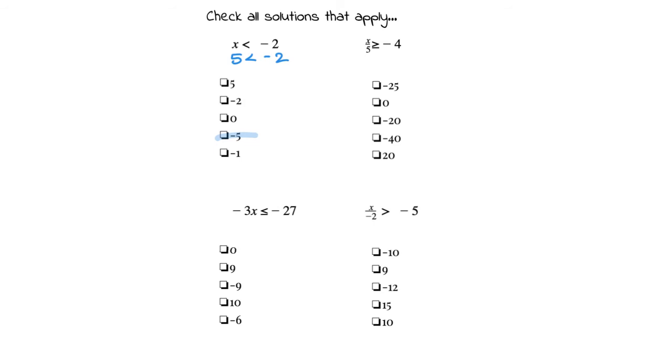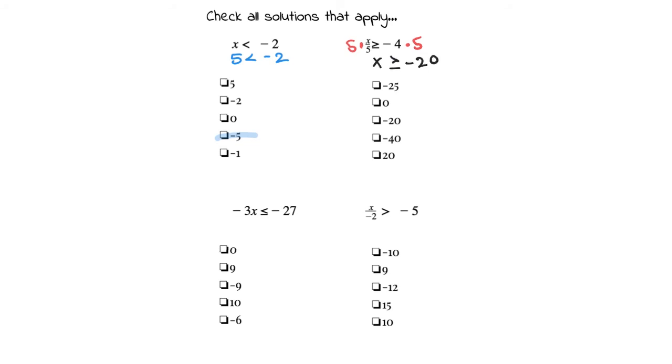Next, we have x over 5 is greater than or equal to negative 4. So I'm going to solve this inequality first. And to do that, I need to multiply both sides by 5. And that's going to leave me with x is greater than or equal to negative 20.